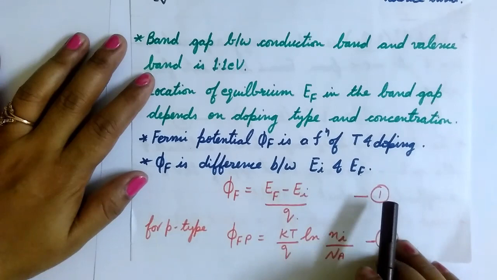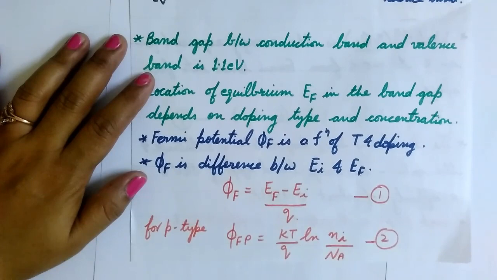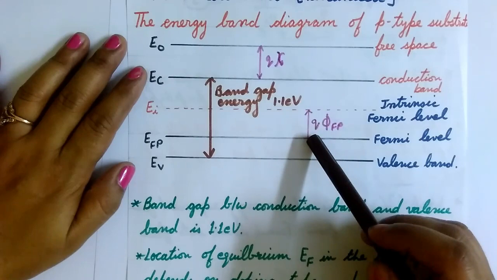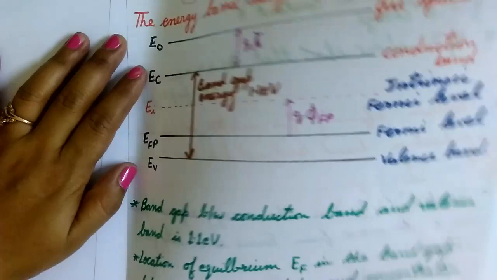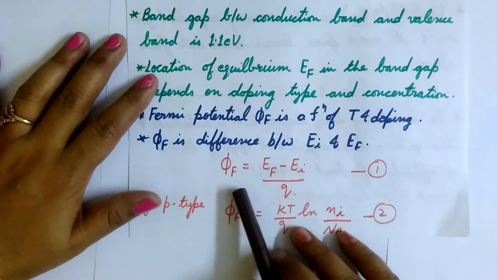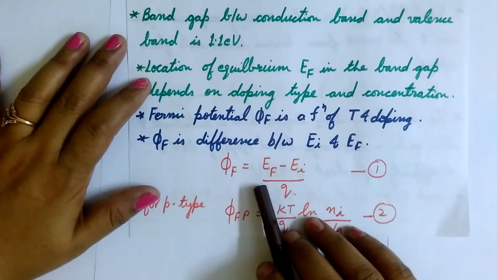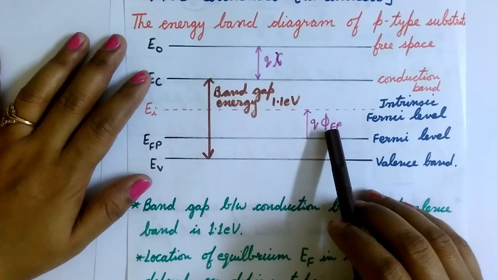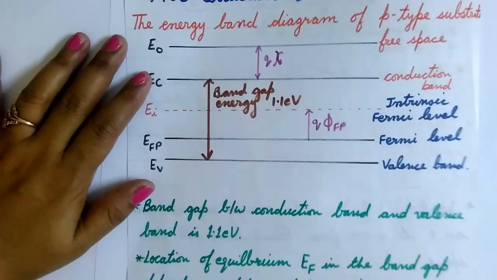This phi F, the Fermi potential, is the difference between the intrinsic Fermi level and the equilibrium Fermi level obtained due to doping. As you can see, I have mentioned q into phi FP. If we want to write the equation for the Fermi potential, it is the difference between EF and EI, so phi F equals EF minus EI upon q, and in the diagram I have written q into phi FP. Actually this is potential, and I have multiplied by q to make it into energy, since this is the difference in the energy levels of EI and EF.